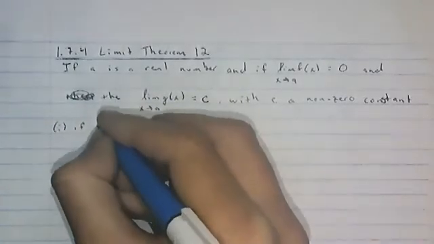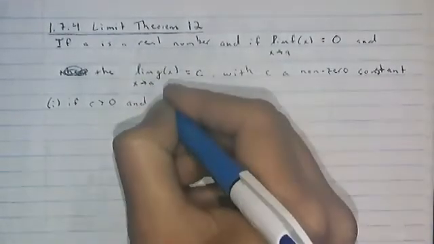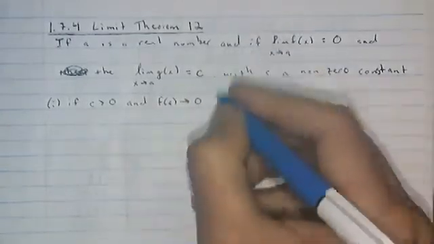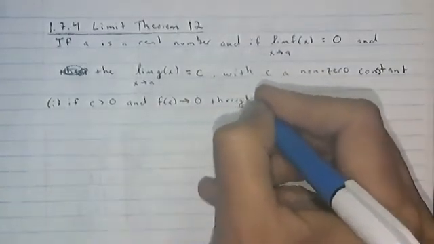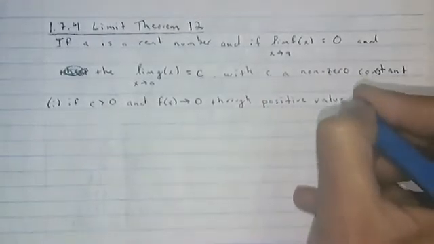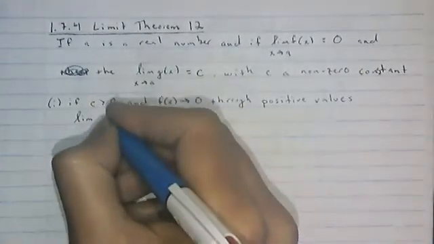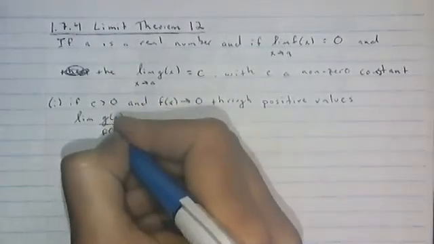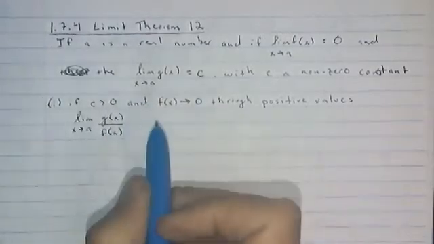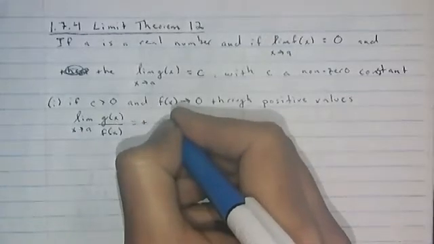First, if c is a positive constant, greater than 0, and if f of x approaches 0 through positive values, then the limit of g of x divided by f of x as x approaches A does not exist, but that quotient increases without bound.